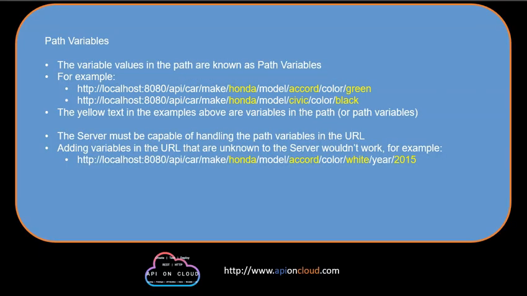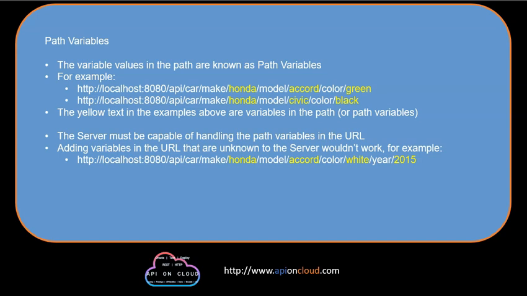The API extracts the variables from the URL path and then uses them to do the job it is programmed to perform. Note that the REST API must know about the location of all path variables in the URL path. Adding variables to the URL path wouldn't work if those variables are unknown to the REST API.